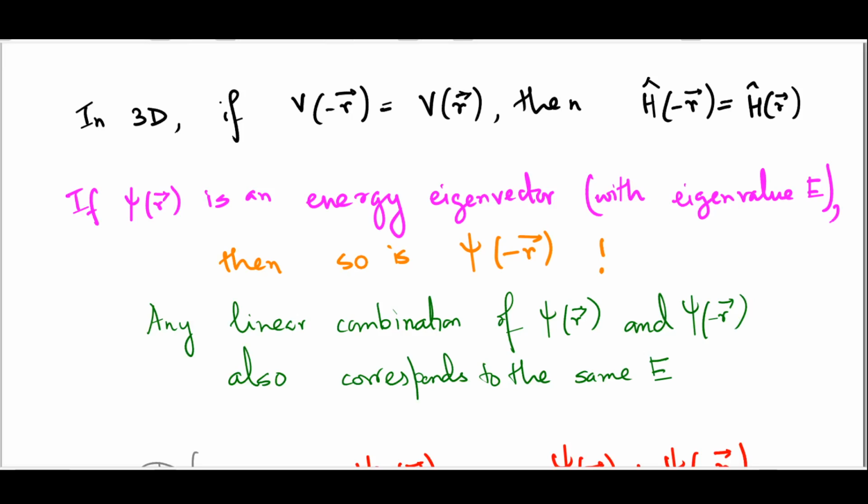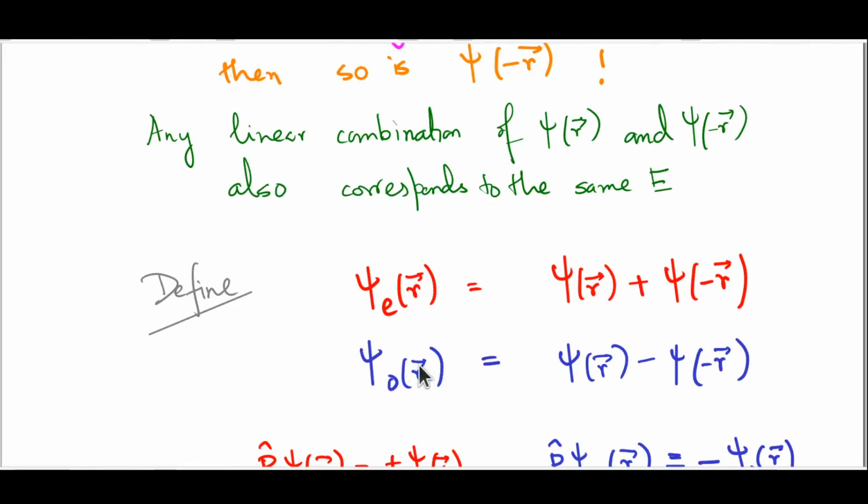So our argument that psi of R and psi of minus R must be multiples of each other, hence psi of R must be even or odd, no longer works in 3D. However, because any linear combination of psi of R and psi of minus R also corresponds to an eigenfunction with the same energy eigenvalue, what we can always do is this. We can always define two eigenfunctions of the energy, psi E of R and psi O of R, by just adding psi of R and psi of minus R together in the first case, or subtracting one from the other in the second case, and this gives us two wave functions.